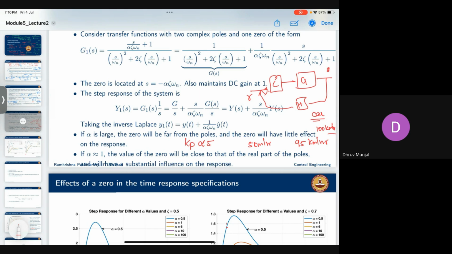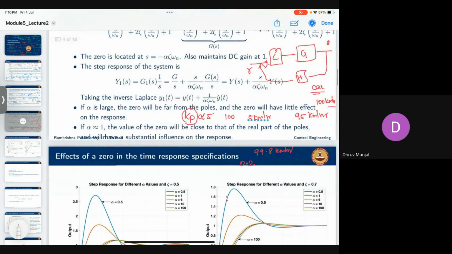So this proportional won't immediately make the system go to 100. It will try to reduce the error. So for example, after doing one control action, I'm getting 99.8 kilometers per hour. Now the difference is 0.2 kilometer, right? So again, this control action will be generated into some value, KP proportional.